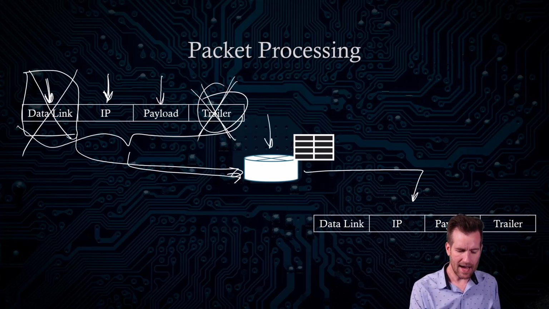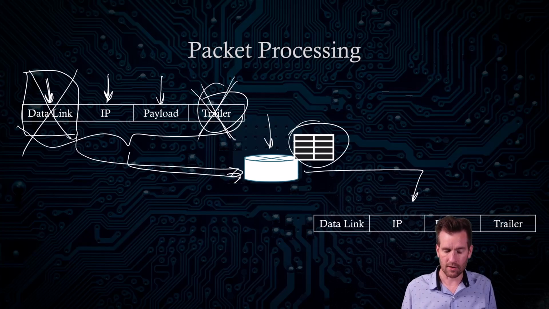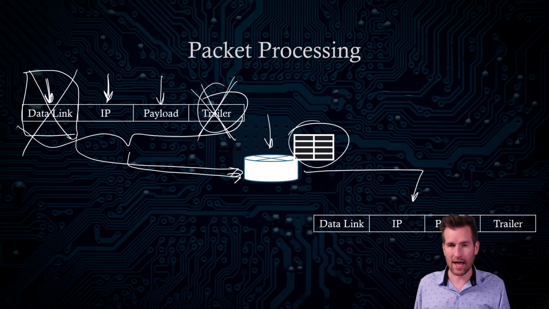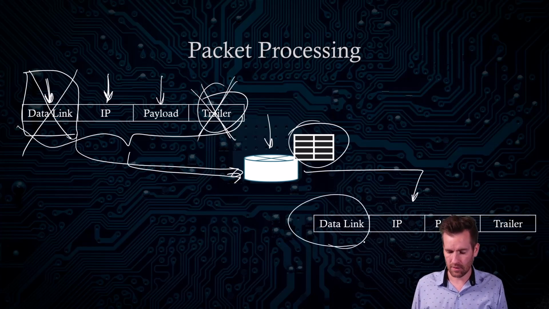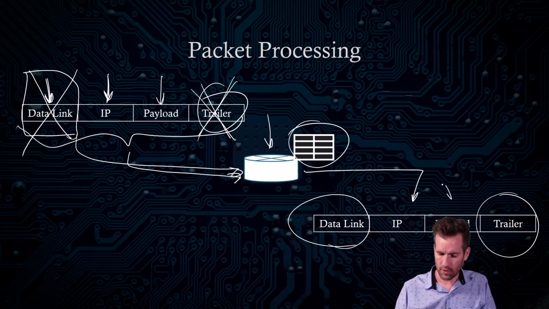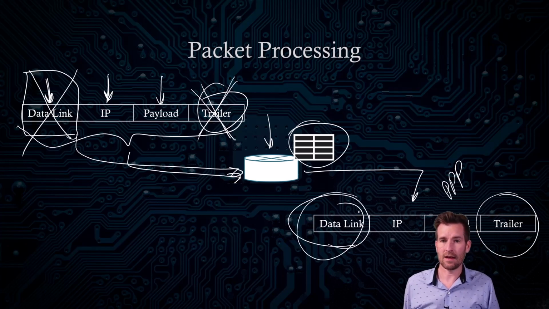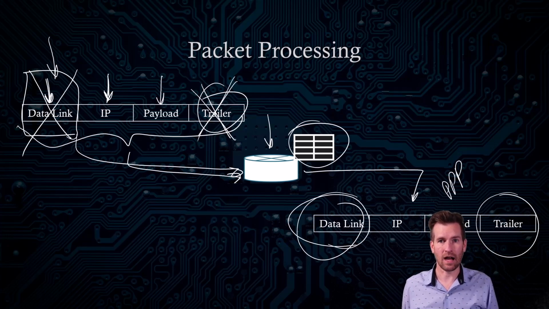Then it takes a look at the IP address information and looks it up in the routing table. From the routing table, it will determine what the next hop is and what exit interface it needs to go out. When it does that, it will reassemble the data link layer information with a new trailer. Depending on what the new technology is, that could look quite a bit different. If this is point-to-point protocol, we know that the data link layer looks a lot different than it does in an Ethernet. So that is the data processing that happens on these routers.